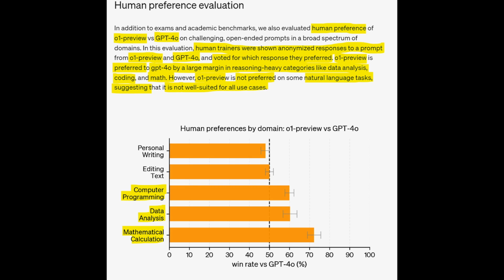As you see, O1 preview is preferred to GPT-4o by a large margin in reasoning-heavy categories like data analysis, coding, and math. However, O1 preview is not preferred on some natural language tasks like personal writing and editing text, suggesting that it's not well suited for all use cases.